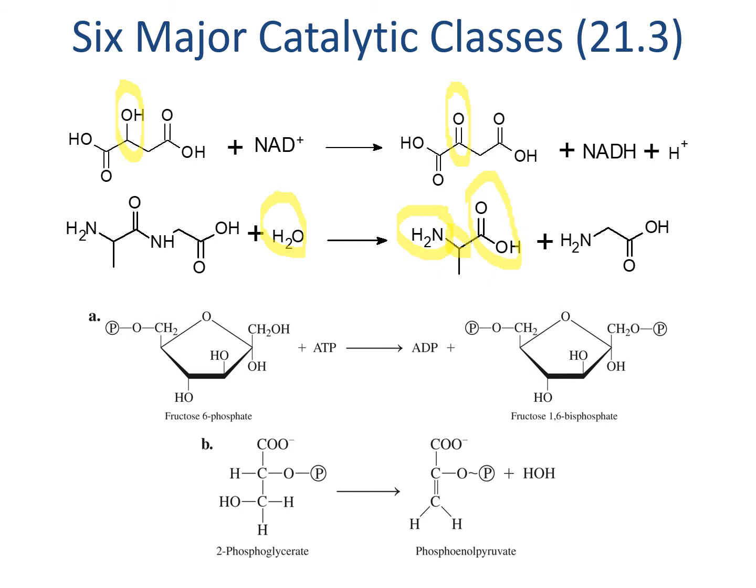The next reaction has a fructose 6-phosphate, which becomes a fructose 1,6-bisphosphate. So we're moving a phosphate onto the molecule. You can see on the fructose 6-phosphate, this alcohol is free, and on the fructose 1,6-bisphosphate, we've now hooked a phosphate onto that alcohol position. That phosphate came from ATP.